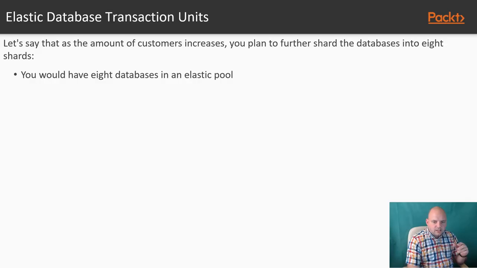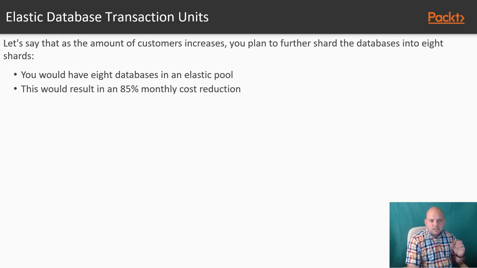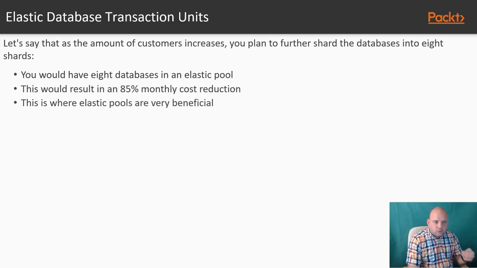Now, if the amount of customers increases and we increase the number of shard databases to say 8, this means that we have 8 databases in the elastic pool, and potentially would result in a cost saving at around 85% in monthly cost. And this is where the elastic pool becomes really beneficial.